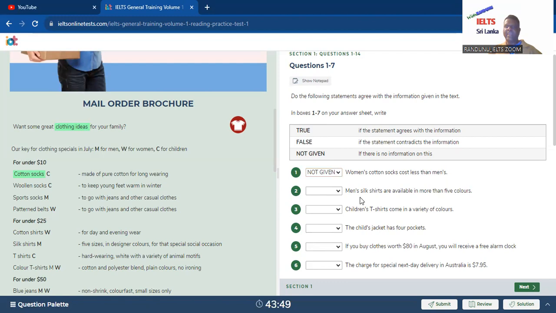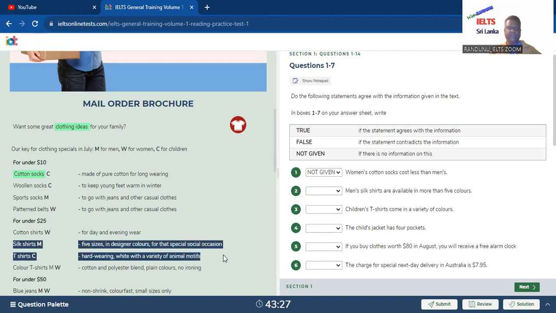So next question answer should be something below this level because questions and the passage information are in same order. Now the next question, men's silk shirts are available in more than 5 colors. Men's silk shirts, that one, silk shirts. Okay, men's silk shirts is here. This line. By reading this one, can you all answer, please?